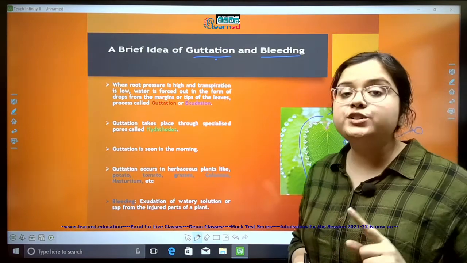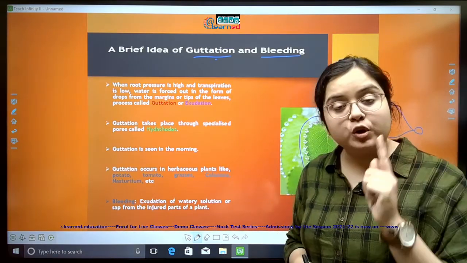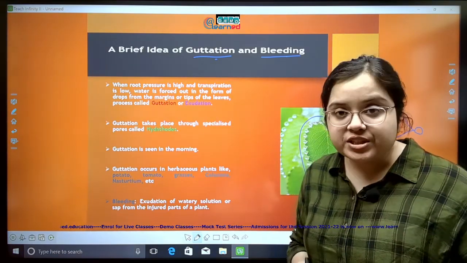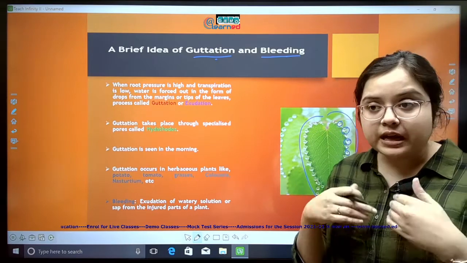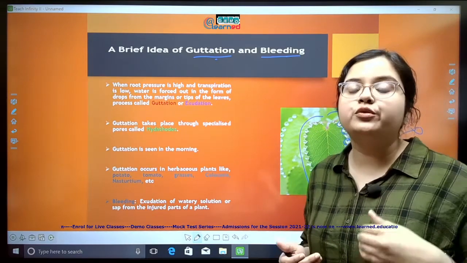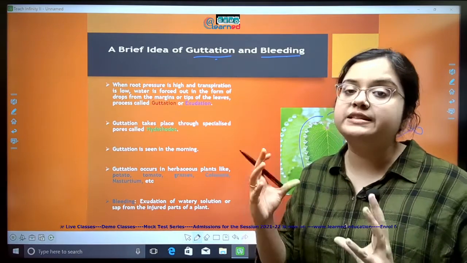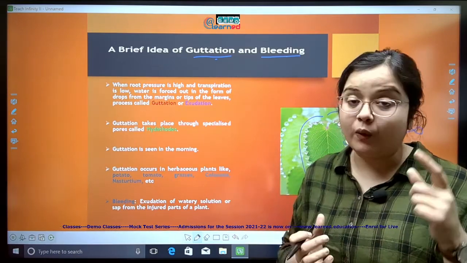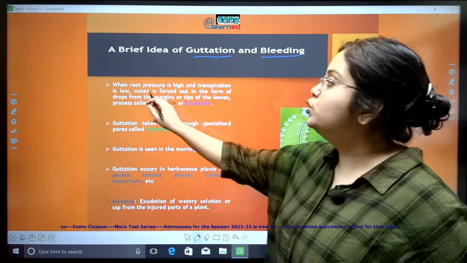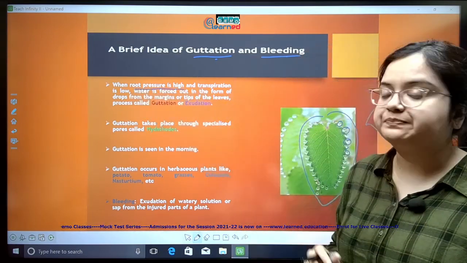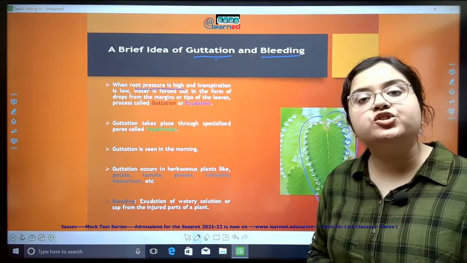So this is not dew, this is the process of guttation, which is the exudation or oozing out of water, not in the form of vapor but liquid water itself coming out of the plant. Why? Because the root pressure is very high and transpiration is rather low.